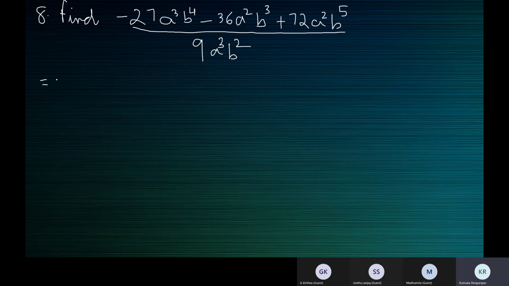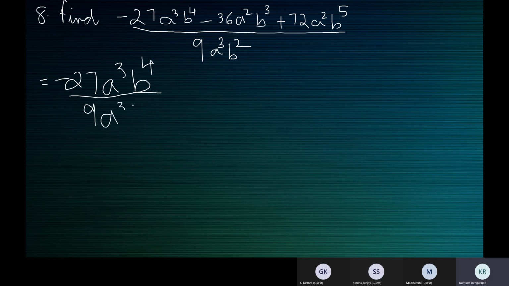Let me do it. So we need to divide. You can see it's a division, dividing an expression by a monomial. The denominator has only one term, which is called a monomial. So we'll have to divide every term in the numerator. This is the first term in the numerator, divided by the monomial in the denominator, 9a cube b square.